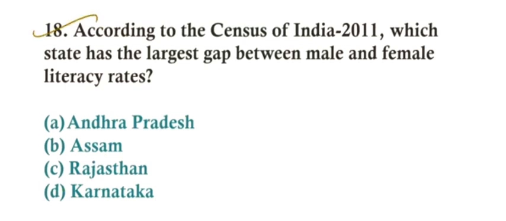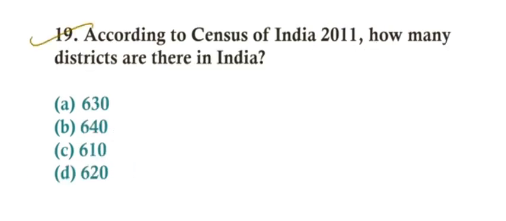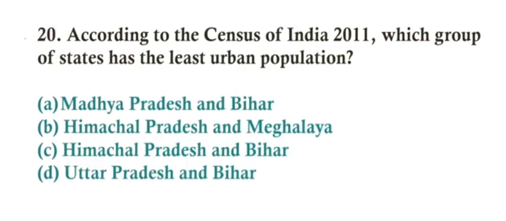Question number 18. According to the Census of India 2011, which state has the largest gap between male and female literacy rates? Option number C, Rajasthan is the correct answer. Question number 19. According to Census of India 2011, how many districts are there in India? Option number B, 640. Question number 20. According to the Census of India 2011, which group of states has the least urban population? Option number C, Himachal Pradesh and Bihar.